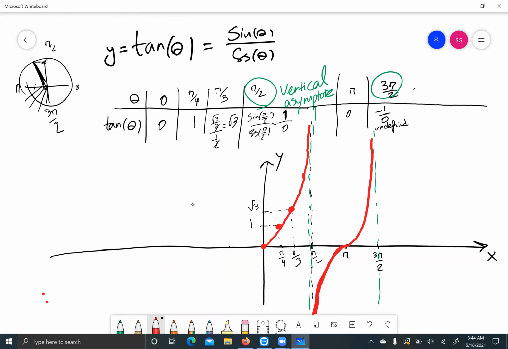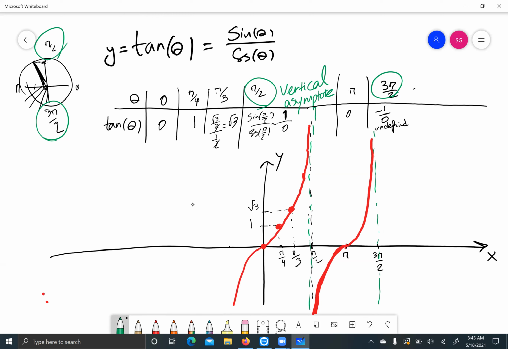And this happens over and over. So in fact, because for any multiple of pi over 2, pi over 2, 3 pi over 2, 5 pi over 2, and so on, cosine is 0, so the denominator is 0, so we get the vertical asymptote. So the repetition is like this. The behavior of this function is like this. Let me complete the graph.